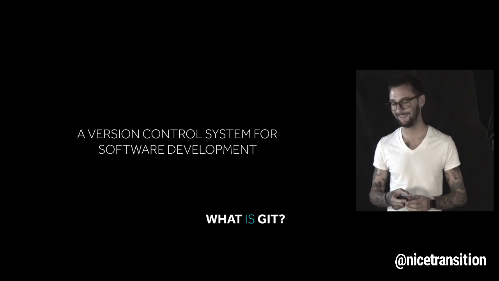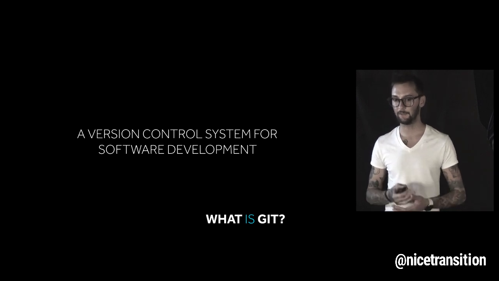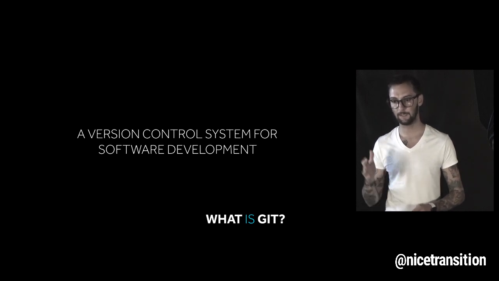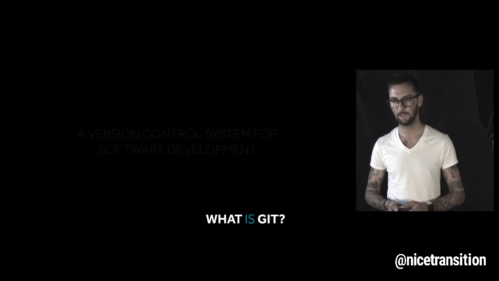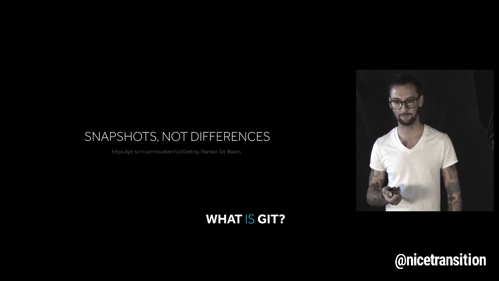Git is a version control system for software development, simply put. The big thing is that it's about snapshots, and it's really not about differences. Git is looking at your technology and the product that you're building as snapshots, and not really comparing to anything else, but looking at it in a time frame. So, snapshots, not differences.